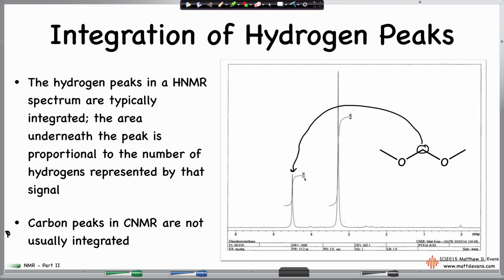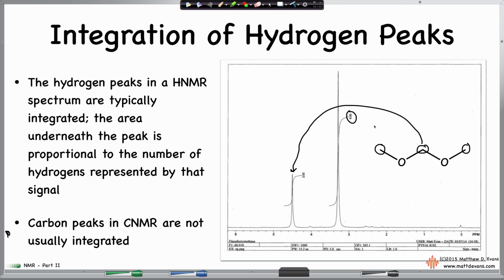I did this on the computer, and I set the integration value to be 2, which is appropriate for the two hydrogens that are here. The same integration happened for this peak, which is represented by 3 plus 3 is 6 total hydrogens. Okay, so when we integrate, these areas underneath the curve are proportional to the number of hydrogens that are represented. So we always integrate hydrogen NMR.